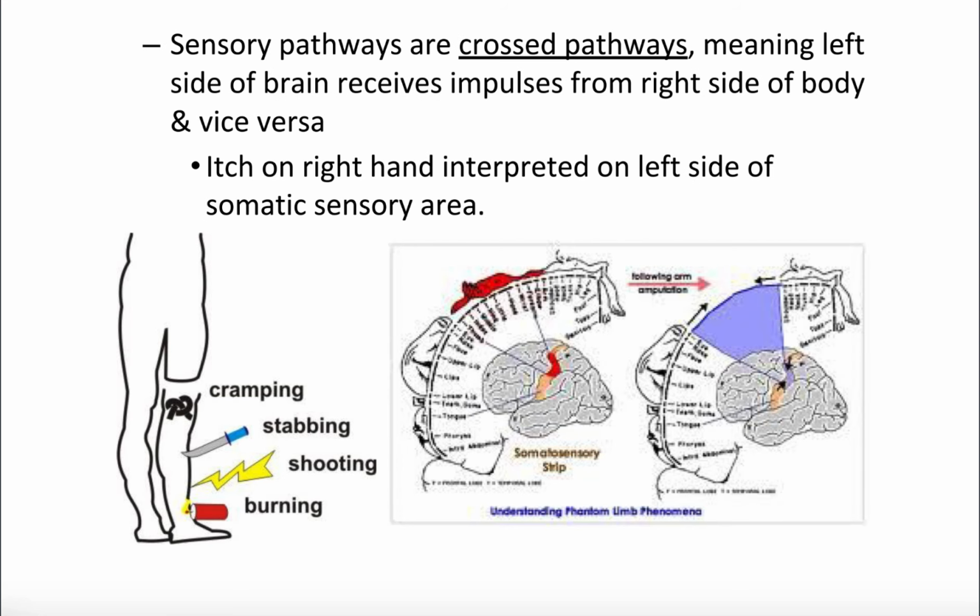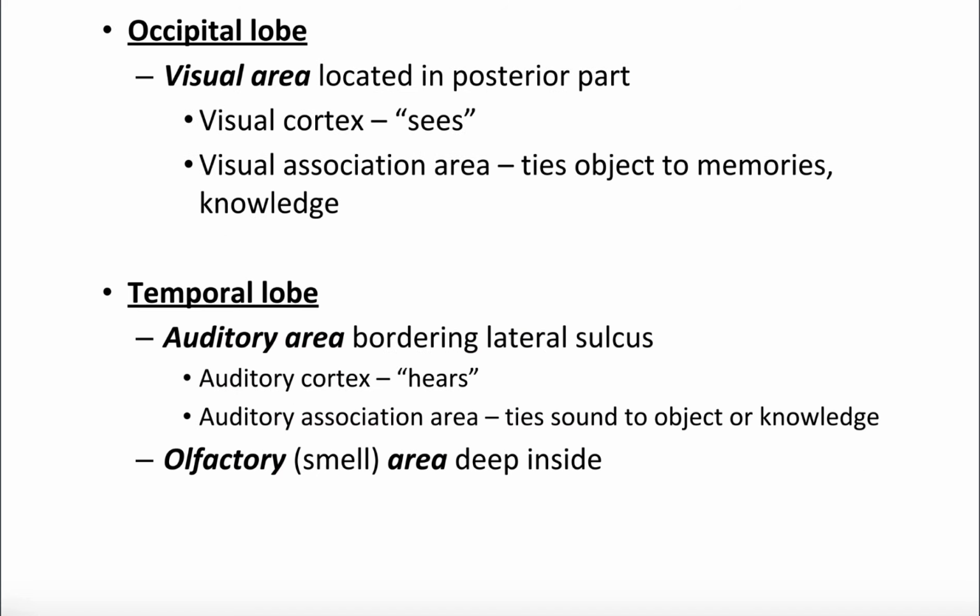Now again, don't forget, because of those cross pathways, the left side of your brain will receive the impulses from the right side of your body and vice versa. So if you have an itch on your right hand, it's interpreted on the left side of the somatic sensory area, and then that left side is going to have to send that information to other parts of your brain to help process movement to, like, maybe scratch that itch or stop whatever's making you itch.